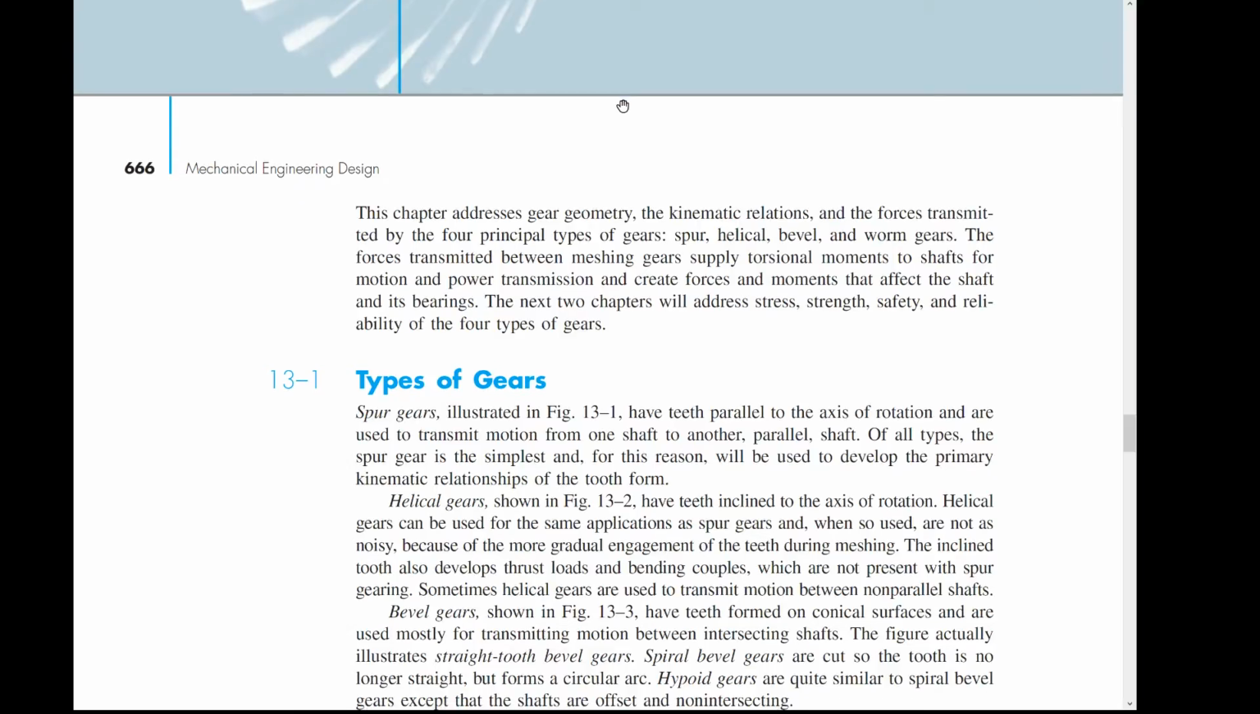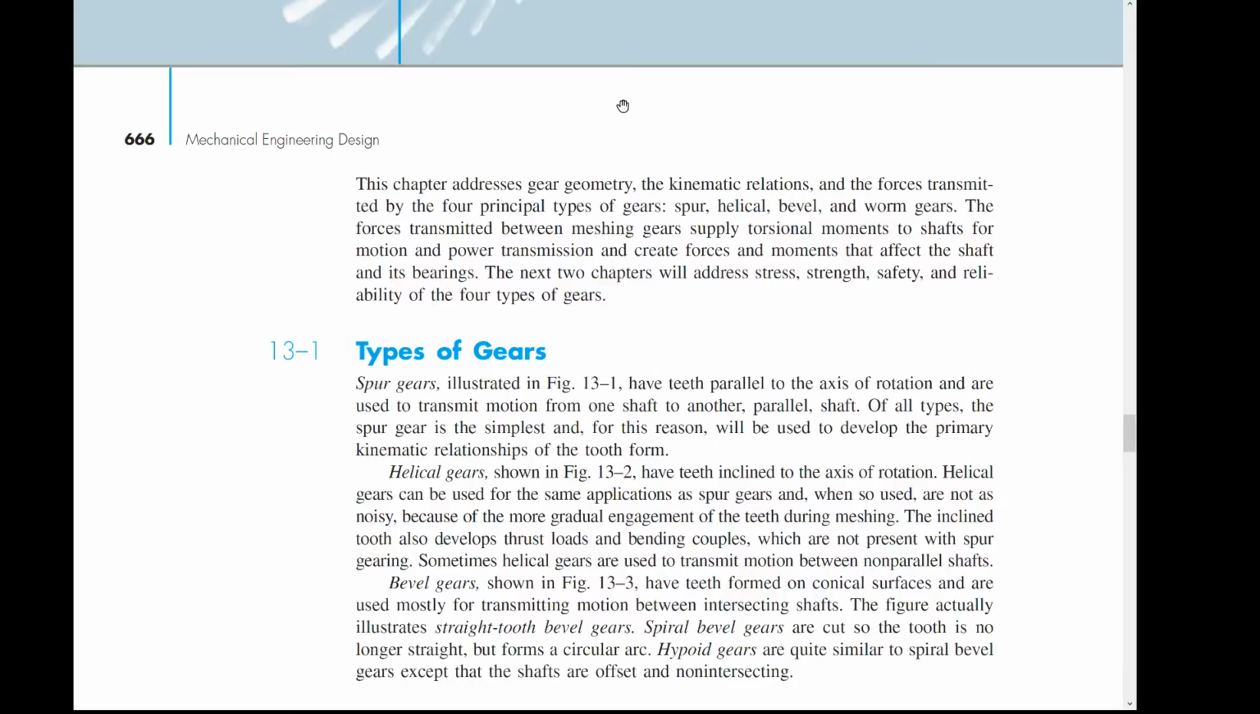13-1 Types of gears. Spur gears, illustrated in figure 13-1, have teeth parallel to the axis of rotation and are used to transmit motion from one shaft to another parallel shaft. Of all types, the spur gear is the simplest and, for this reason, will be used to develop the primary kinematic relationship of the tooth form.